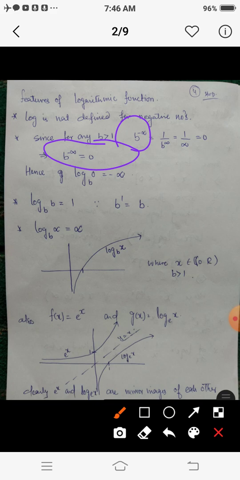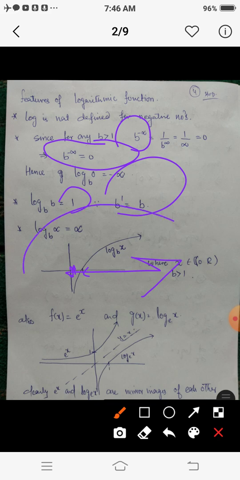Also log of b with base b is always 1 because b raised to power 1 is always b. Similarly log of infinity is infinity. So if we want to draw the graph of this log function, its domain is from 0 to infinity, and at 1 it is 0, because b raised to power 0 is always 1, which implies that log of 1 with base b is always 0. So it is the required graph for this. Clearly it is from the graph, the domain is positive and the range is all real numbers.